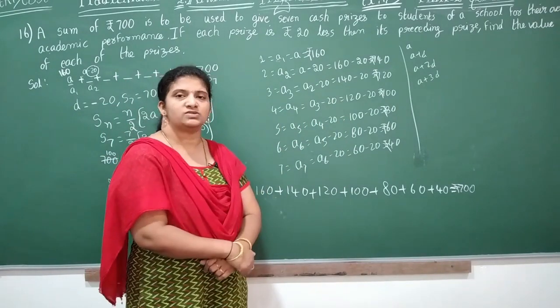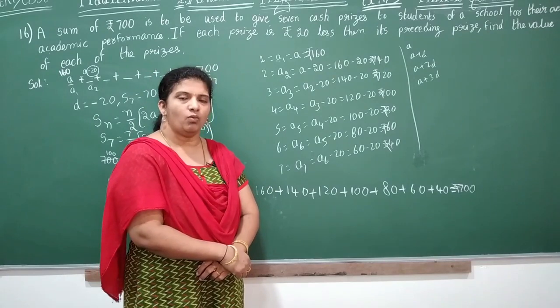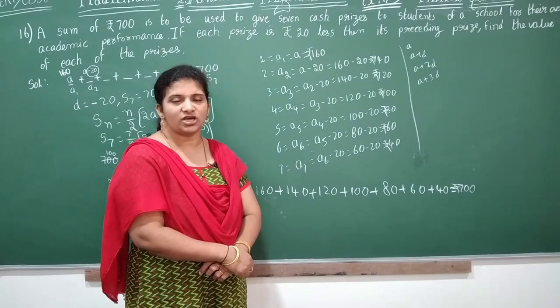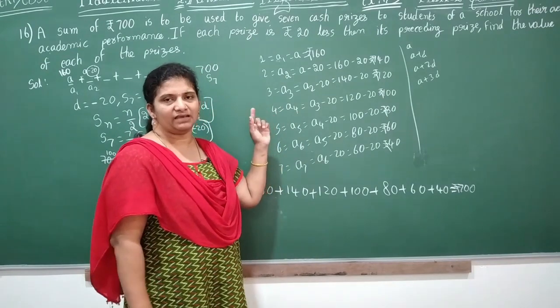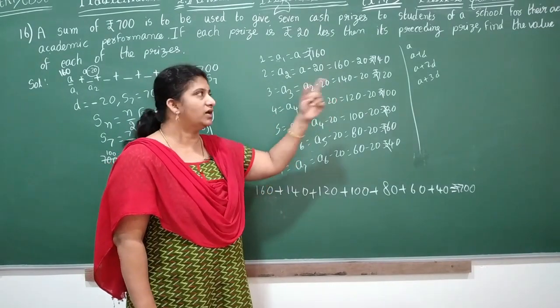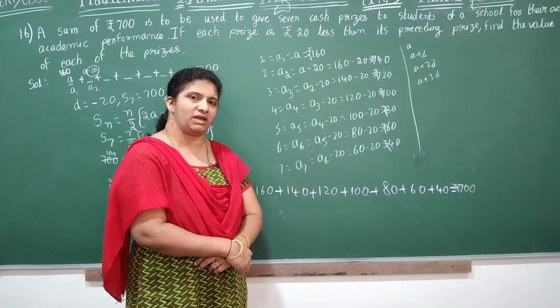Look here, children. This one can be done in another way. What is another way? We know the general form, right? What is the general form here? First term A, second term A plus D, third term A plus 2D, fourth term A plus 3D.